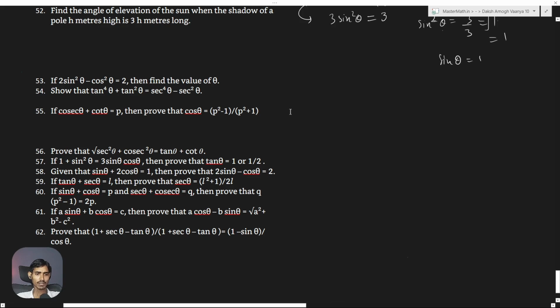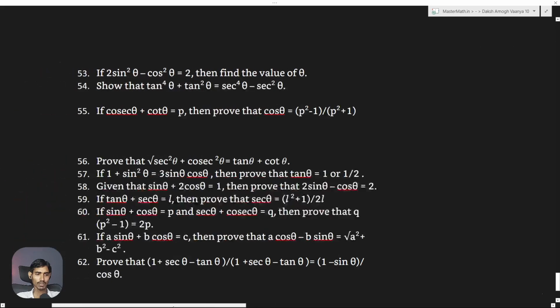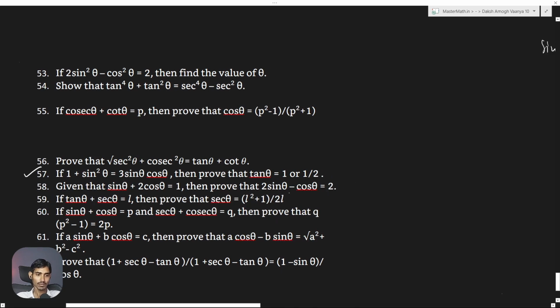Did we do 57? Probably no. Give it a try. We'll do 1, 2 more questions from there, and then go to the PYQs, previous years. We'll do some questions.